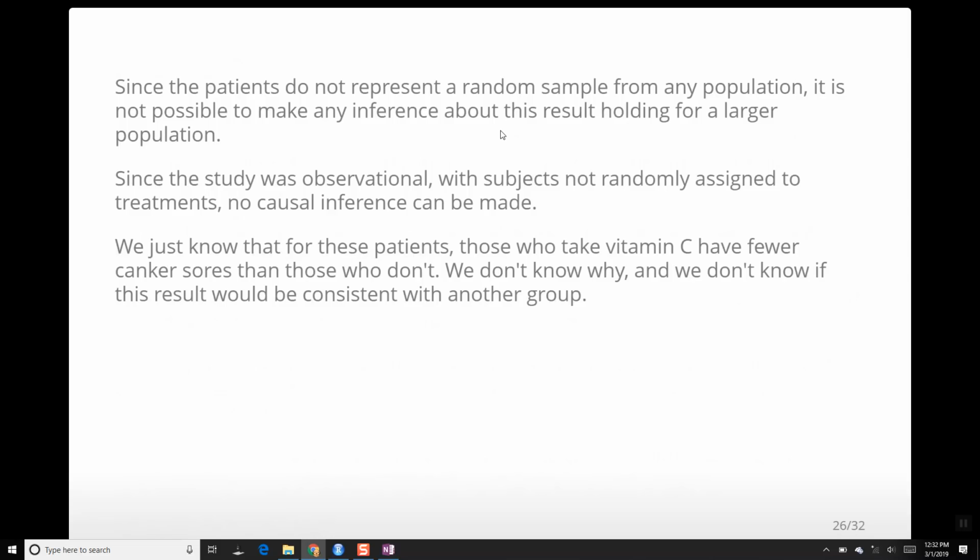I don't know. The study is also observational in that we just asked, do you take vitamin C? Yes or no, and no cause and effect relationship can be made there, at least not in this setup, because those who choose to take vitamin C may also have different habits than those who don't. Maybe they also have more vitamin B, and maybe it's vitamin B that's responsible for the canker sores. I don't know. Maybe they are also more likely to brush their teeth. I don't know.